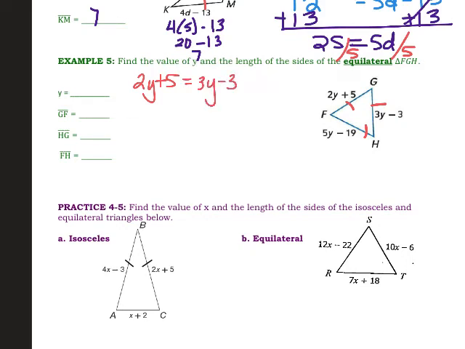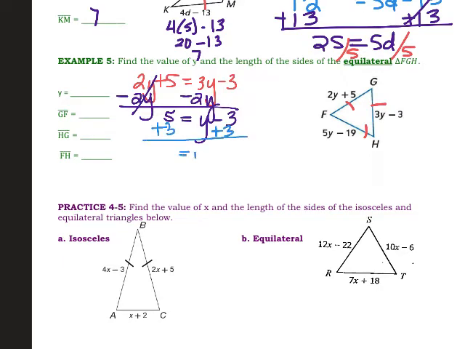And again, I always move over the smaller coefficient with the variable. So I'm going to move over the 2y. What is 3y minus 2y? 1y. Or just y. And then we're going to add 3 to both sides. What is y equal to here? 8. Now, it wants you to find all 3 sides.